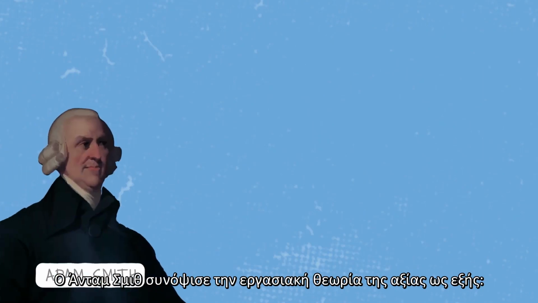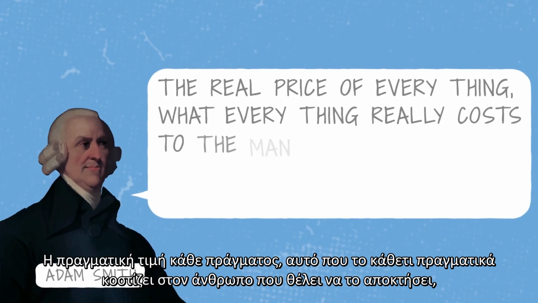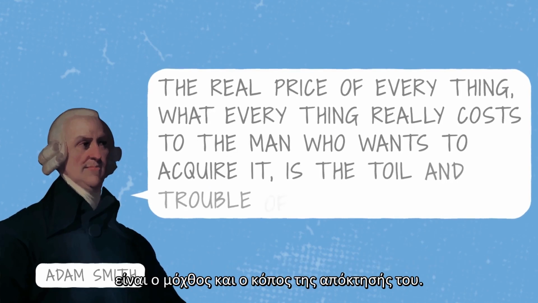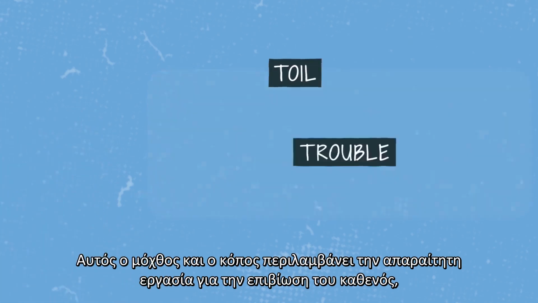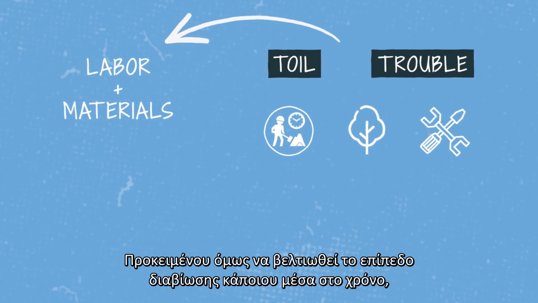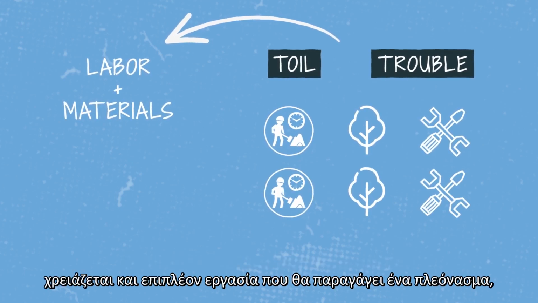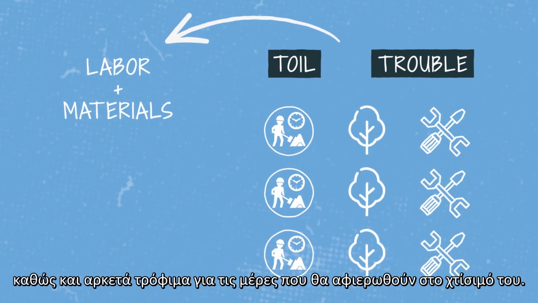Adam Smith summed up the labor theory this way: the real price of everything, what everything really costs to the man who wants to acquire it, is the toil and trouble of acquiring it. That toil and trouble includes the labor necessary to sustain oneself, as well as to replenish any materials used and to cover the costs of wear and tear on any tools or machines. But in order to improve one's standard of living over time, there must also be extra labor to create a surplus, like the tools and materials needed to build a new, bigger house, as well as enough food to last on the days spent building.